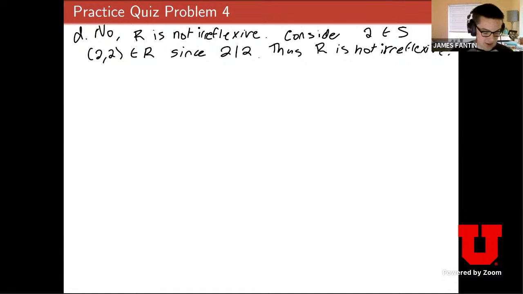Also, remember that irreflexivity and reflexivity are not complete opposites of each other. You can have a relation that is not irreflexive and is not reflexive. Just because you've proved something is not reflexive doesn't mean you've proven that it's irreflexive. A relation can have neither of those two properties.